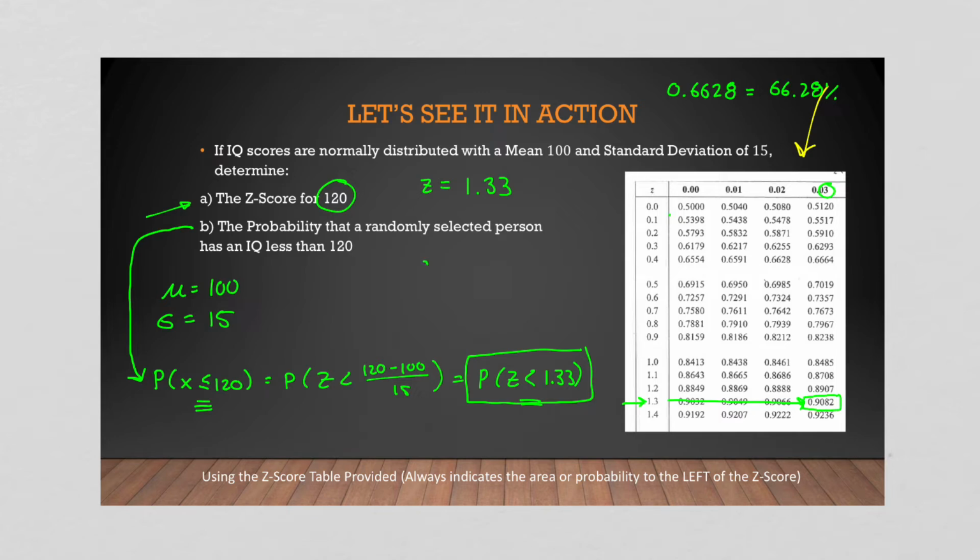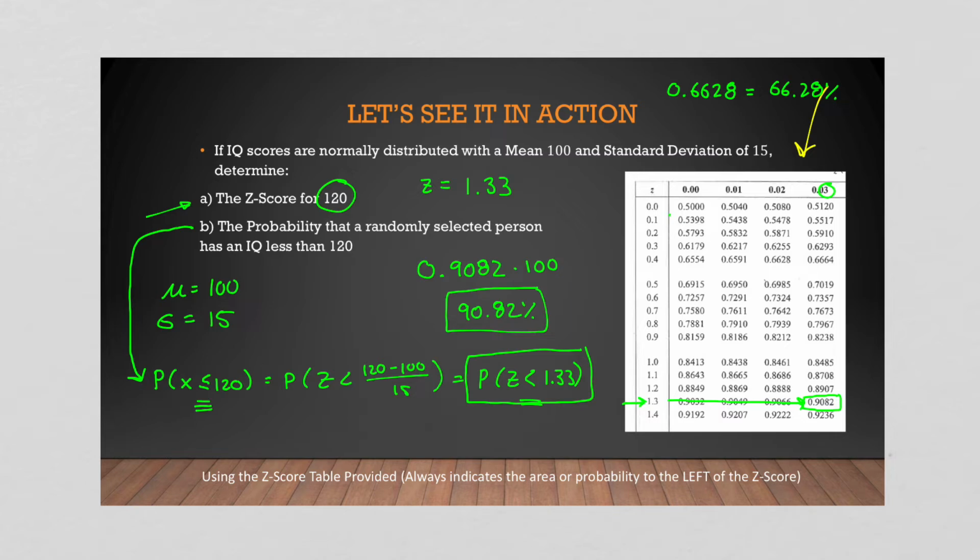So the probability we get is 0.9082, which is a percentage. So we multiply that by 100, and we get 90.82%. All right? But okay, now what does that mean?